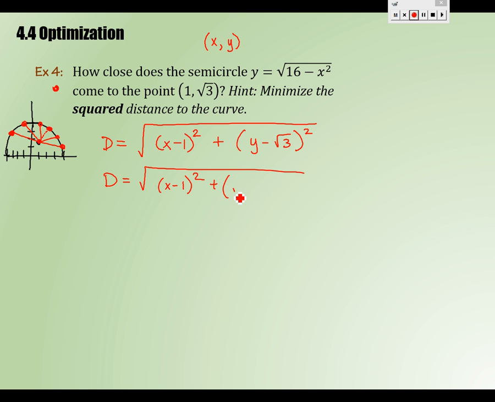So, this is kind of the critical piece here, right? We now have it in terms of one variable. So we're going to find the minimum value of d, aren't we? We're going to find the minimum value of this function. Now there is a hint here that might help us a little bit, too.